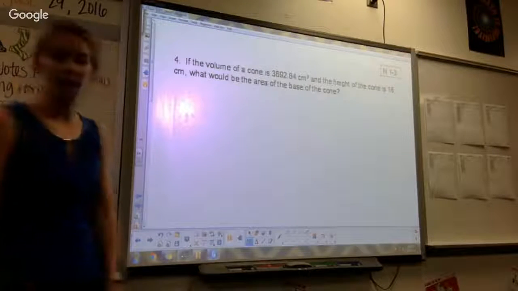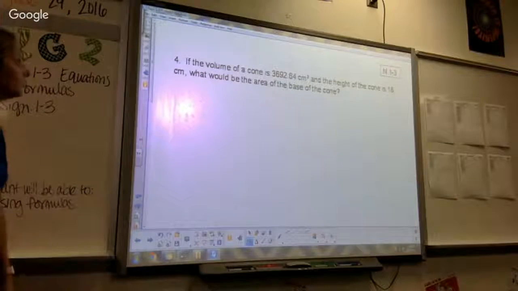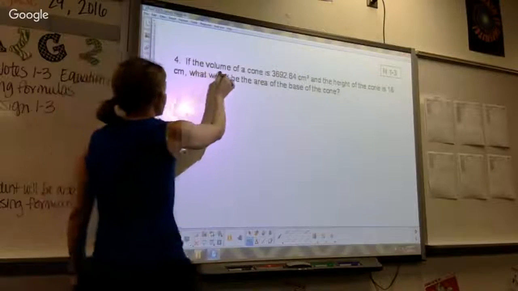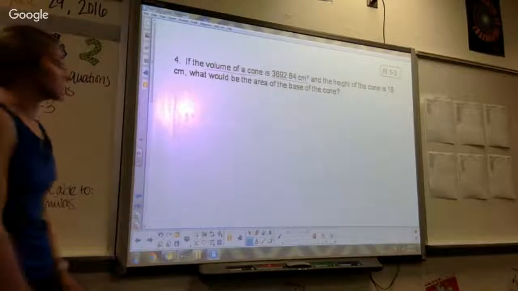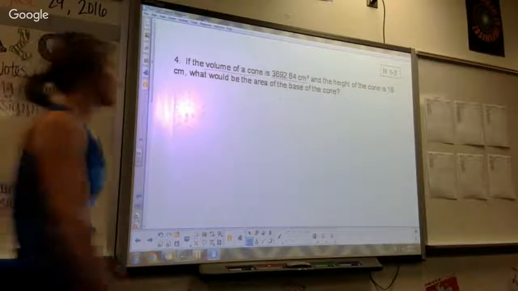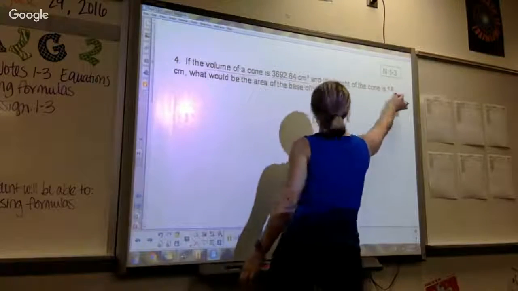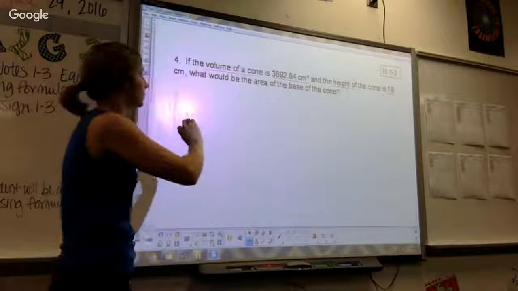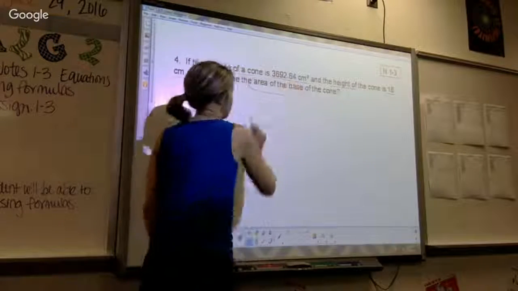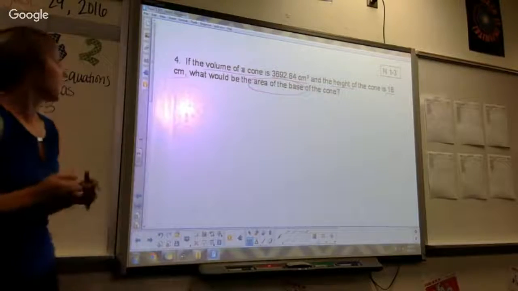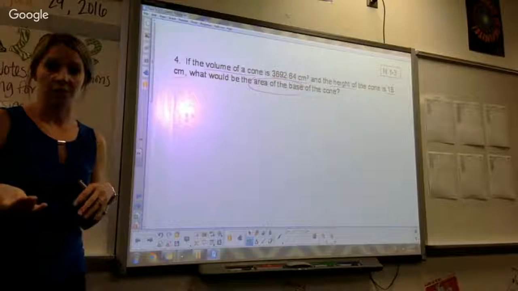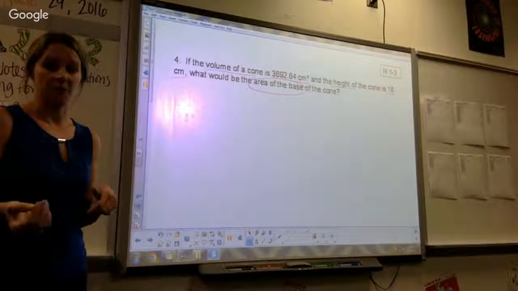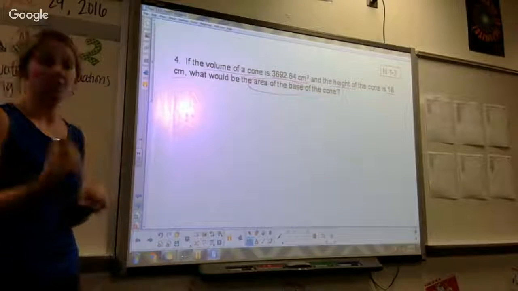Okay, let's take a look at the back. If the volume of a cone is 3,692.64 cubic centimeters and the height of the cone is 18 centimeters, what would be the area of the base? Okay, so now most of you would say, okay, we need to find the area formula, but there's not an area of the base formula.